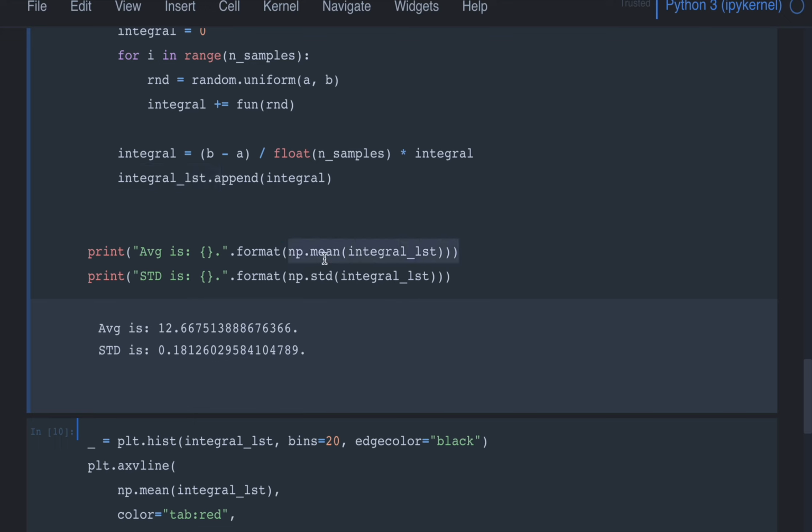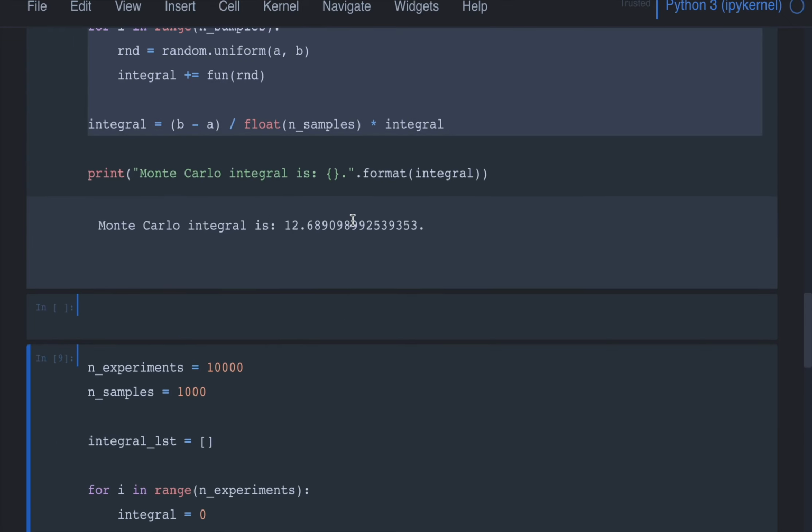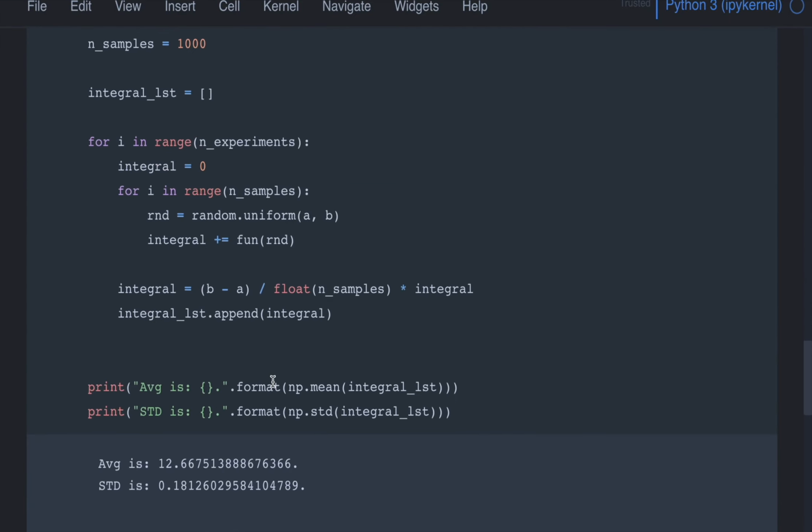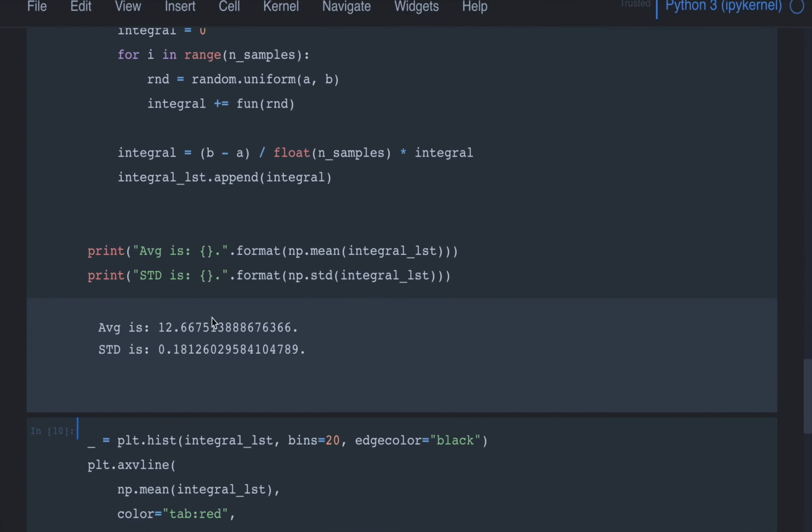So as you can see, this average value 12.667 is much closer to this value, right? I mean, if we approximate this to 3 decimal places, that would be 12.667, which is exactly what we have got here. Okay, and the uncertainty or the standard deviation is 0.18.